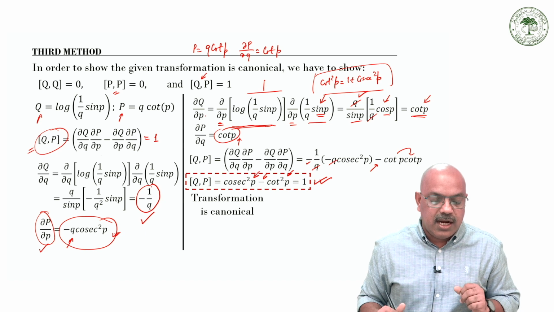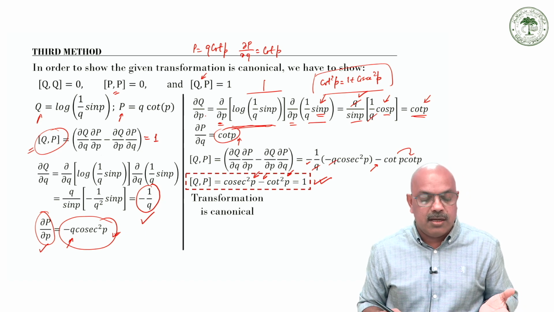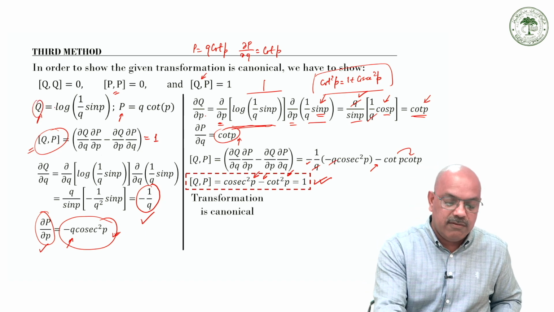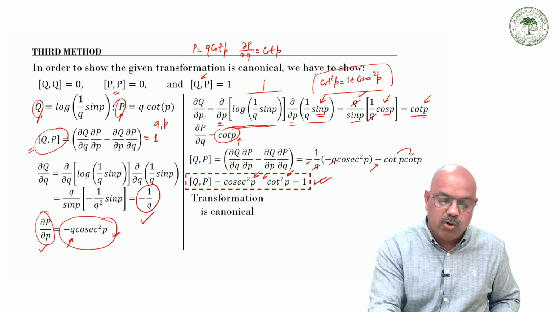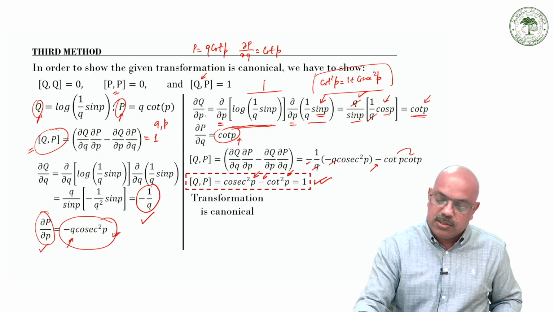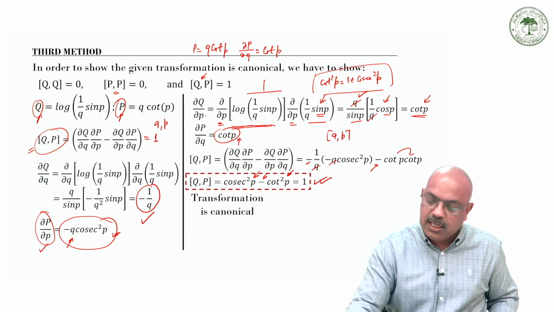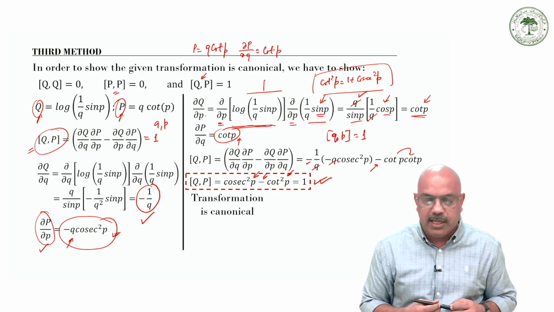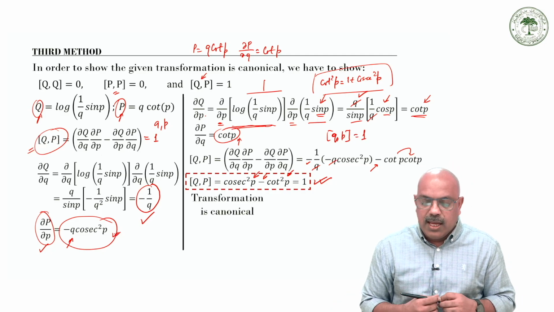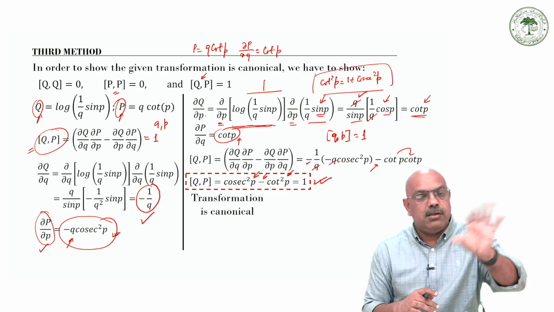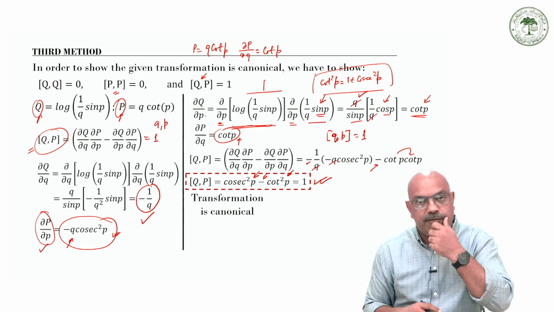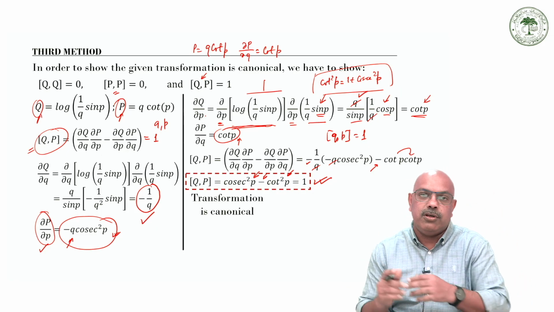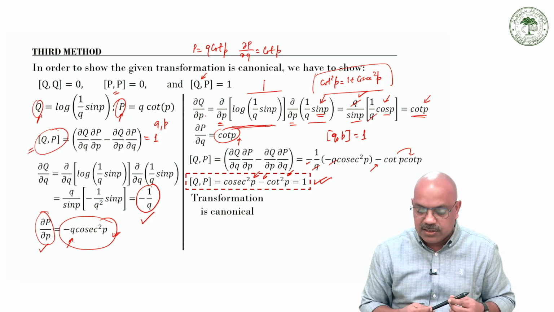And the third one is that if you calculate the Poisson bracket, if this is given in terms of small q and small p, then you have to find out the Poisson bracket of small q and p, and if this comes out to be 1, then the transformation is canonical, simple as that. Okay, and then for the generating function, you have to find this perfect differential, so that will be easy for you to find the generating function, okay.